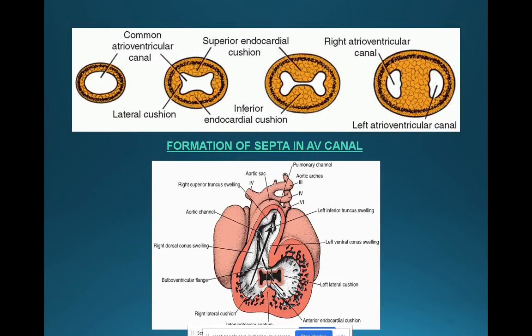Okay, we need septas in the atria, we need septas in the ventricles, so that the two atrias are separate, the ventricles are separate, isn't it? Again, we need septa between the atria and the ventricles. Now the formation of this septa happens by two methods. One is active, one is passive.